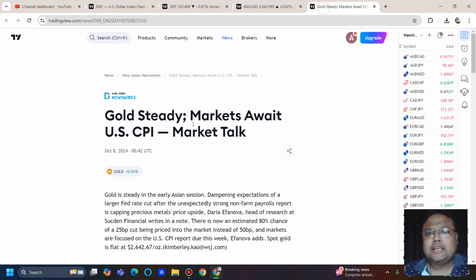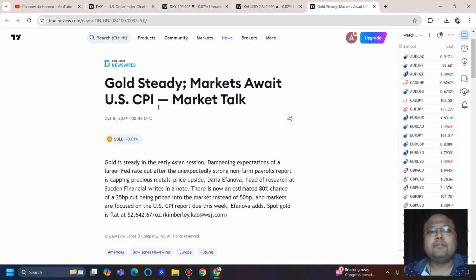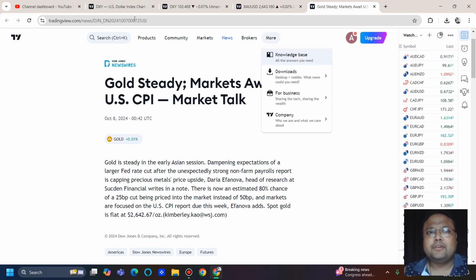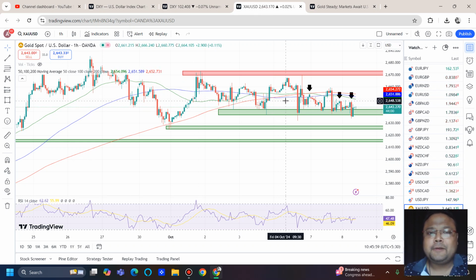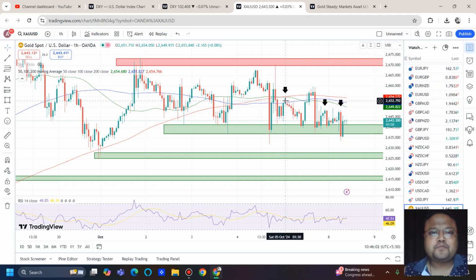If you look at the market sentiment, we can see gold steady as markets await US CPI. So the market is mostly waiting for CPI. And as we all know, before a major event like NFP or CPI, the market prefers to stay sideways. And this is too much of a sideways market, but we cannot help it. Okay, this is the current situation.